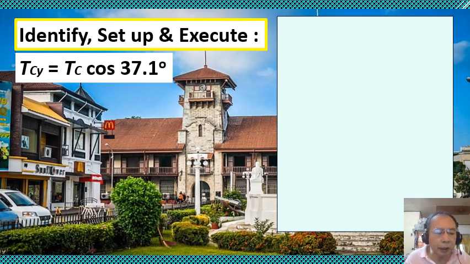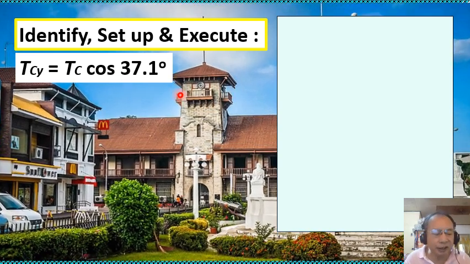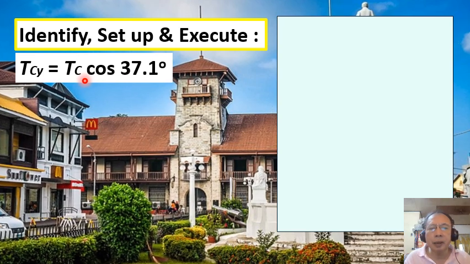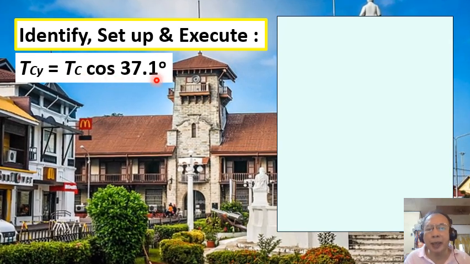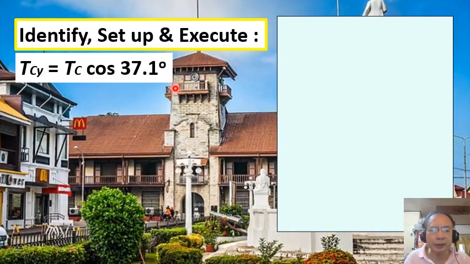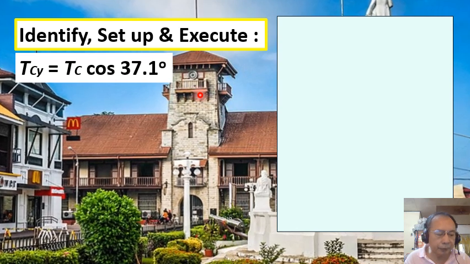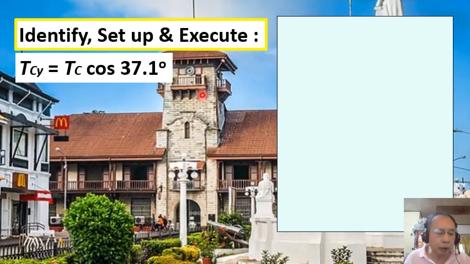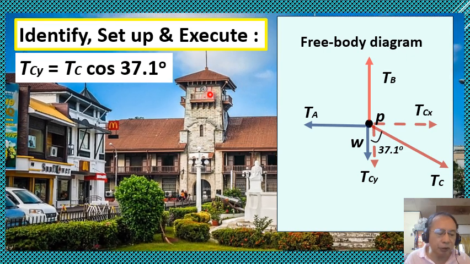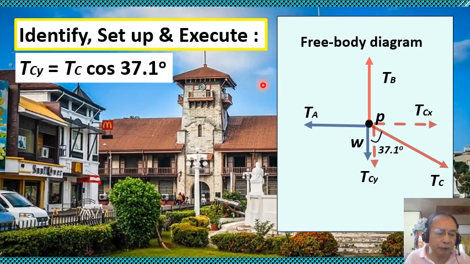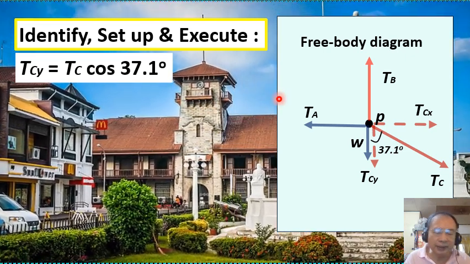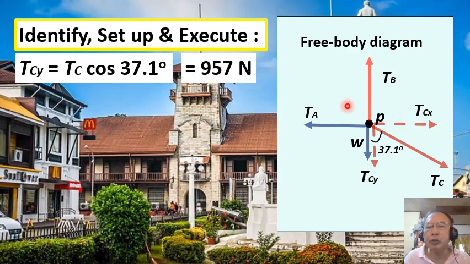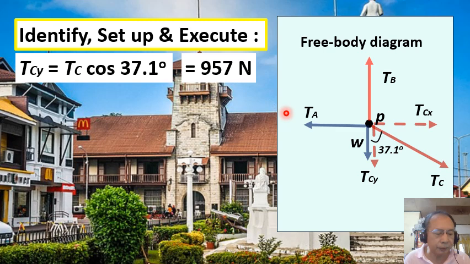Also find the y component of the tension TC. That is, TCy equals TC multiplied by the cosine of the angle 37.1 degrees. So TCy is equal to 1,200 newtons multiplied by the cosine of 37.1 degrees, and that is equal to 957 newtons in 3 significant figures.